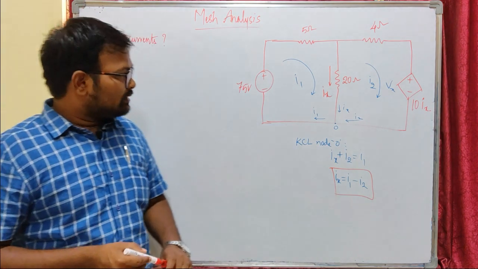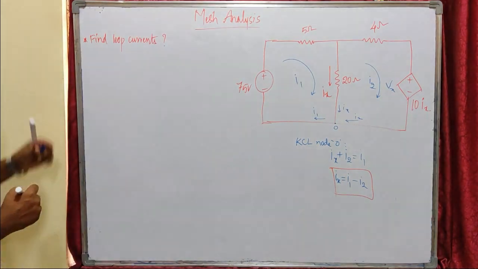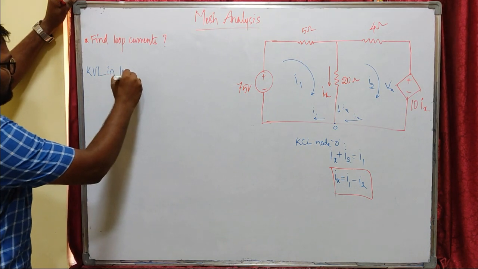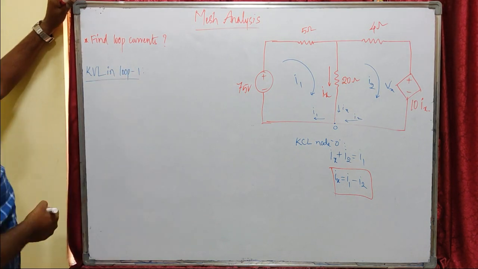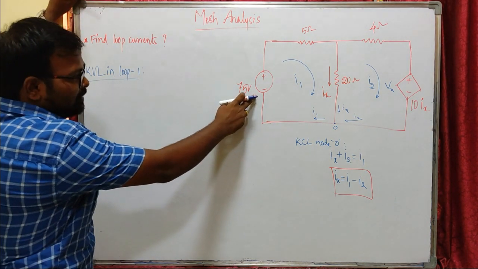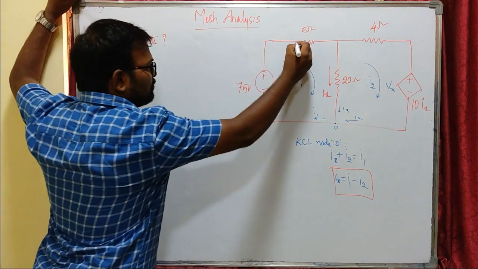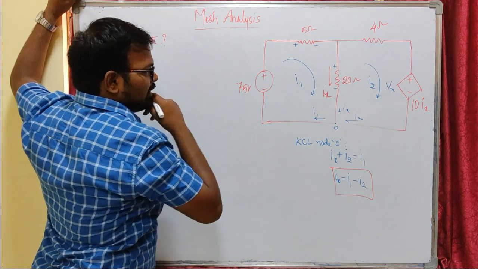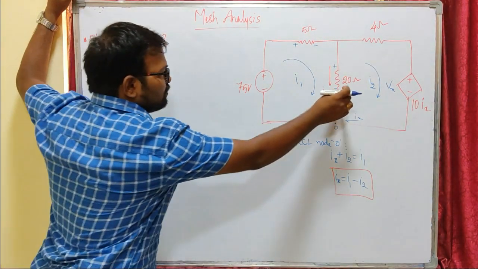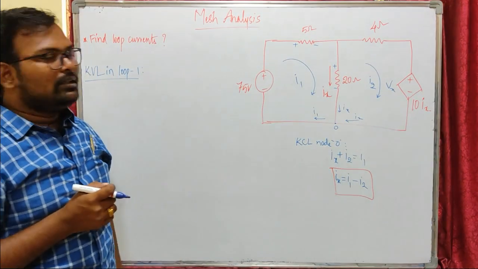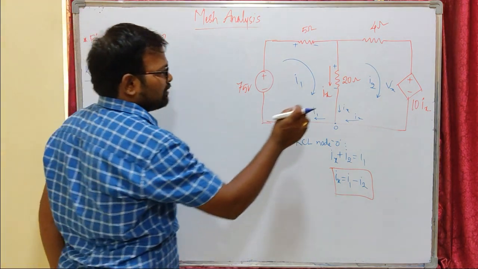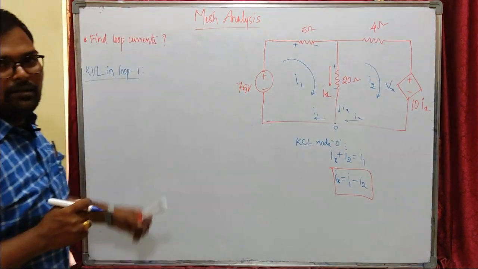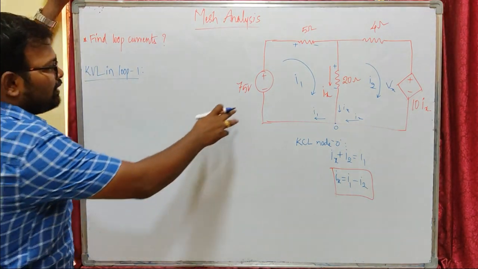Now let us apply KVL in loop 1, starting from the first terminal of each element. This will be the first terminal regarding I1, and this will be the positive terminal regarding I1. Here this 20 ohms resistor is called a mutual branch. It is a mutual resistor, which means it is common to the first loop and the second loop. Let us write KVL.